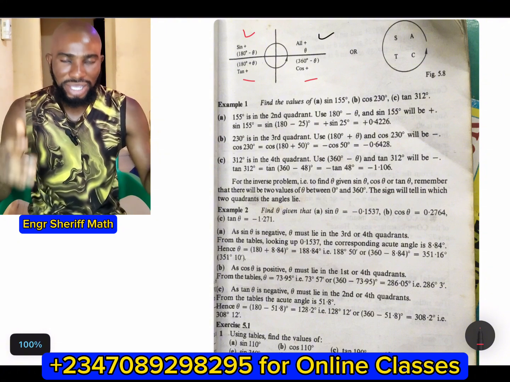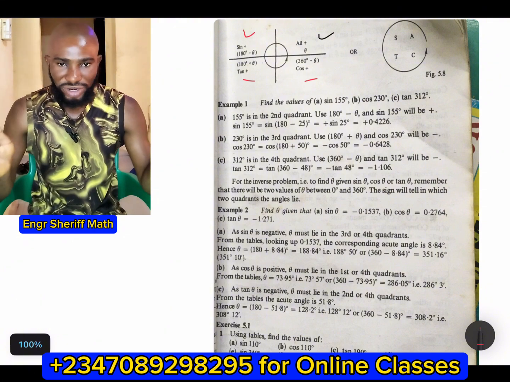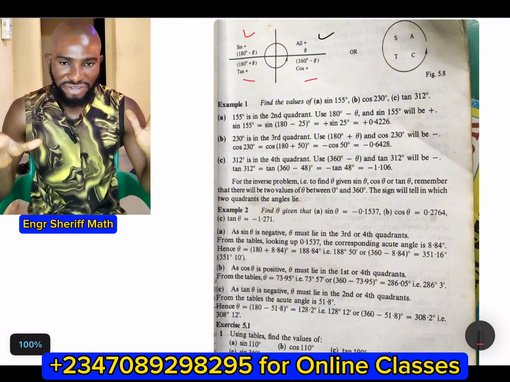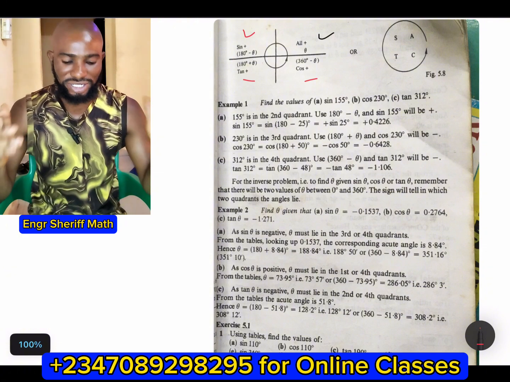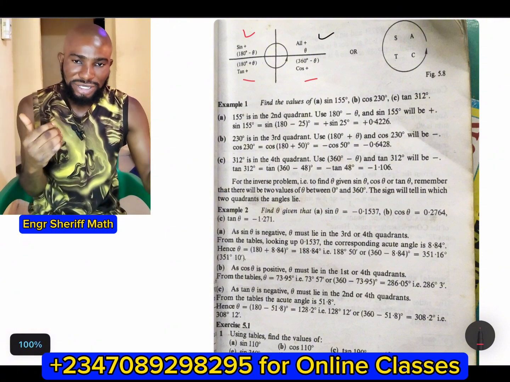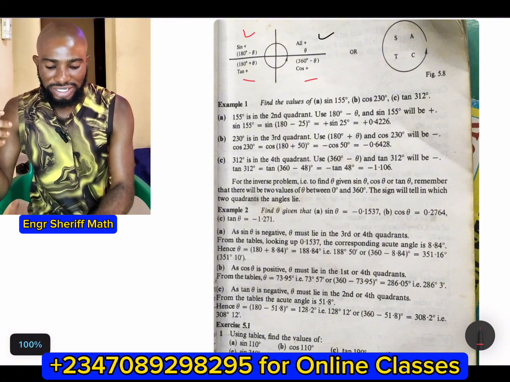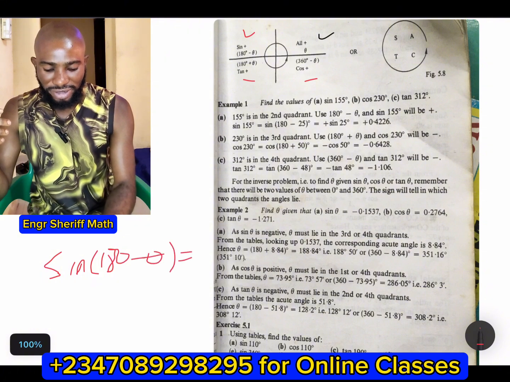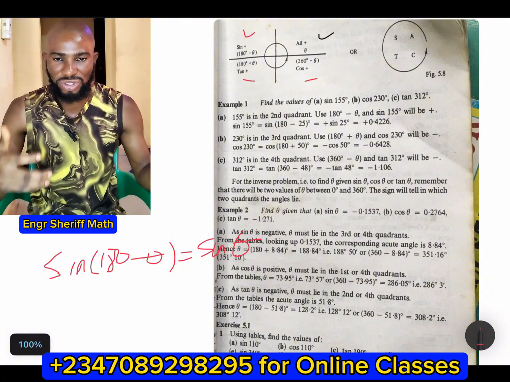When it says sine 155 degrees, that simply means it's going to be lying in the second quadrant, because we have the first quadrant, second quadrant, third quadrant, and fourth quadrant. So 155 is lying in the second quadrant. And the formula for the second quadrant is 180 minus theta. That means you'll be looking for the smallest angle, the acute angle, that you're going to subtract from 180 to give you 155. Or you can use the formula like this: sine of 180 minus theta is simply equal to sine theta. So what number can you subtract from 180 that can give you 155? That is 25.